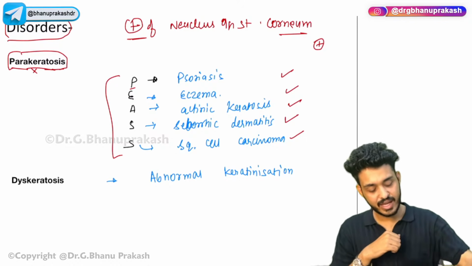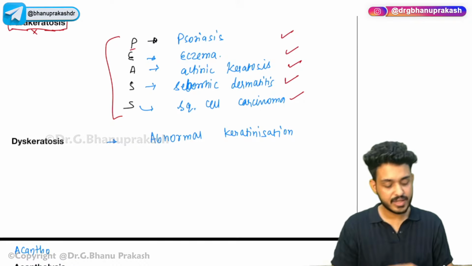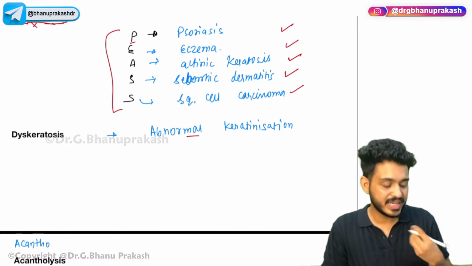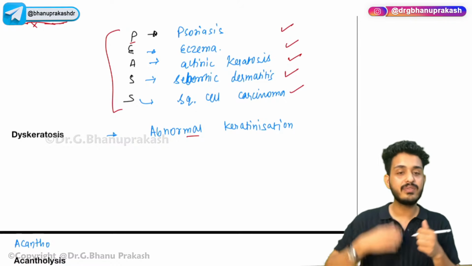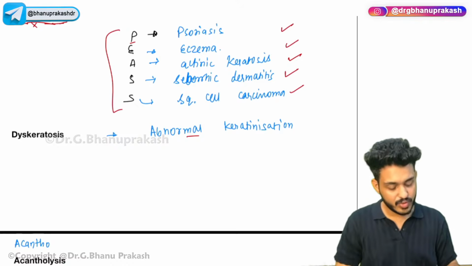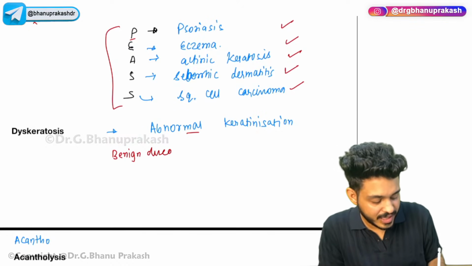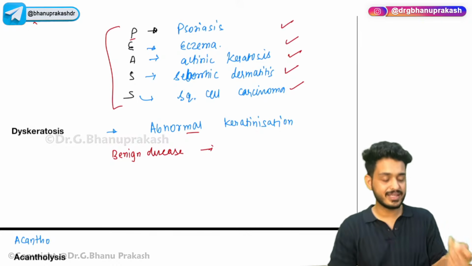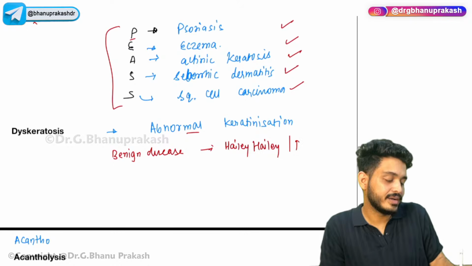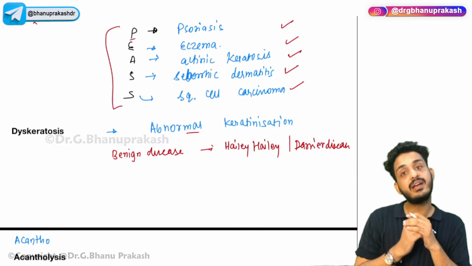The second thing is dyskeratosis. What is the meaning of dyskeratosis? Dys means abnormal. The meaning is abnormal keratinization. There will be abnormal deposition of the keratin. It happens in some benign diseases like Hailey-Hailey disease or Darier's disease.